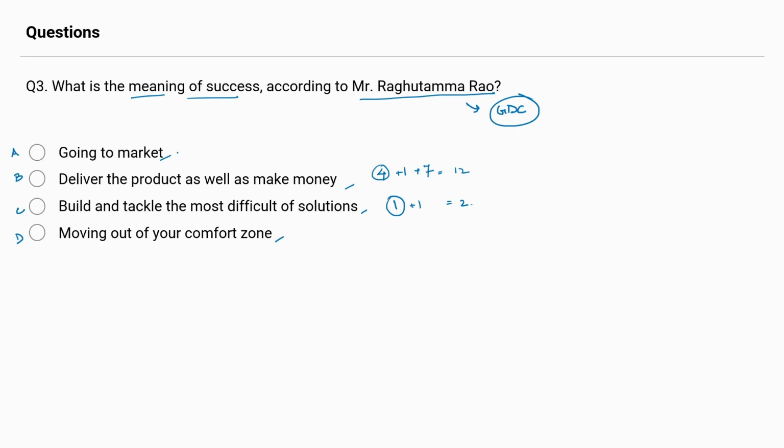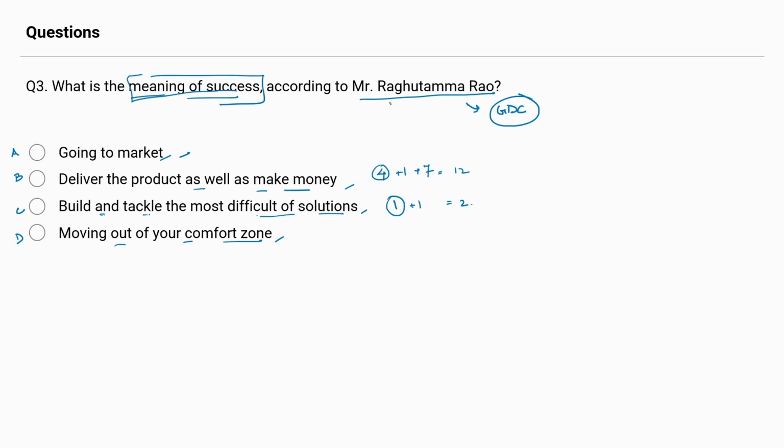Going to the market or delivering the product as well as make money. So you are giving the product, but you are also trying to make money to sustain yourself. C is build and tackle the most difficult of solutions. And D is moving out of your comfort zone. So he's trying to understand what is the meaning of success.